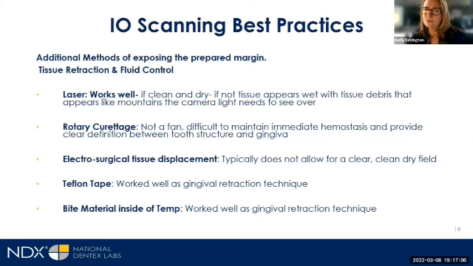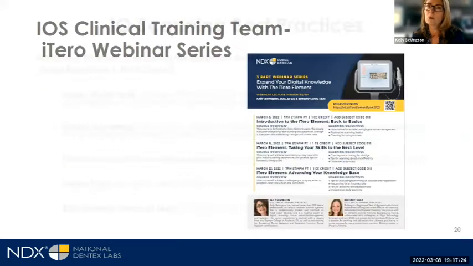Recently I was introduced to putting bite material inside of the temporary by an assistant who makes a temp before she actually scans, and she has them bite into a little bit of blue mousse just on the edge of the temp. That worked really well. Not great as a hemostatic agent, but really well to retract the tissue. So there's multiple ways to achieve it.